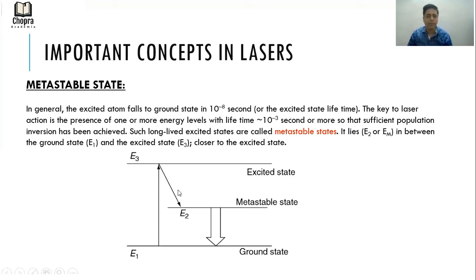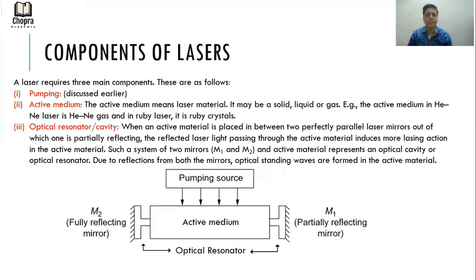Now that we know what a metastable state is, we will go to the components of a laser. What are the components of a laser? A laser consists of three main components. The first one is called the pumping system.